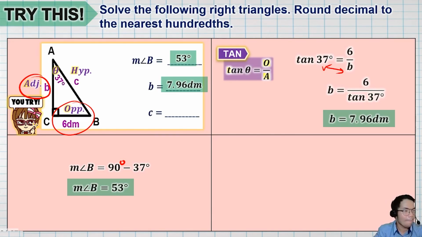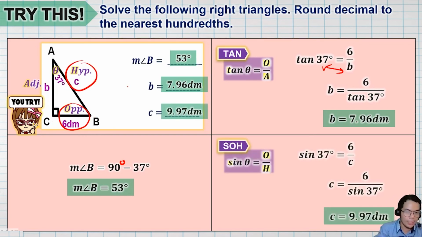Gets po? Ayan. So, for the measurement of C naman, once again gagamitin natin ulit yung opposite side, and then ito naman, hypotenuse. So, sine of the given angle is opposite over hypotenuse. So, sine of the given angle, which is 37, is equal to 6 over C. So, pagpalitin lang natin yung pwesto nila. Magiging C is equal to 6 over sine 37, which is equal to 9.97 decimeters.